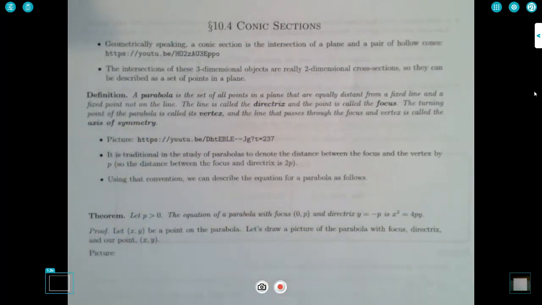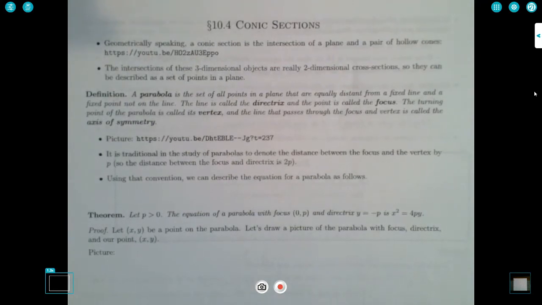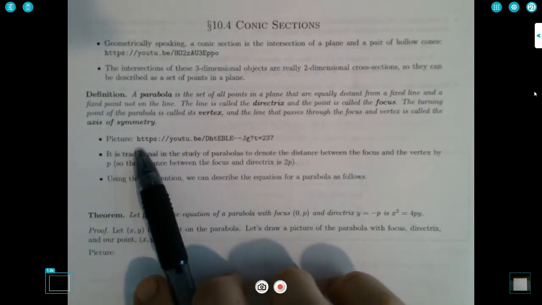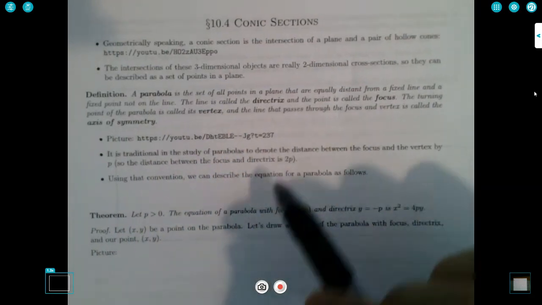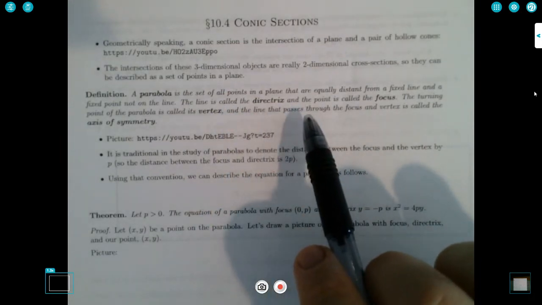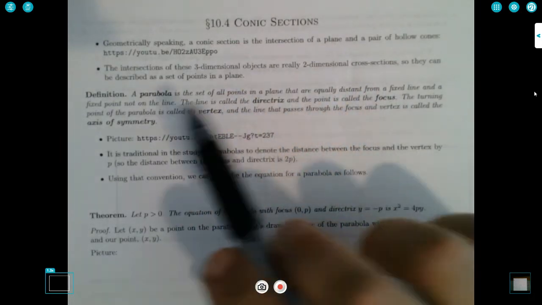A parabola is the set of all points in a plane that are equally distant from a fixed line and a fixed point not on the line. The line is called the directrix, and the point is called the focus. The turning point of the parabola is called its vertex, and the line that passes through the focus and vertex is called the axis of symmetry. Here's an animation that shows physically how you get a parabola by taking the points that are equally distant from a fixed line and a fixed point.